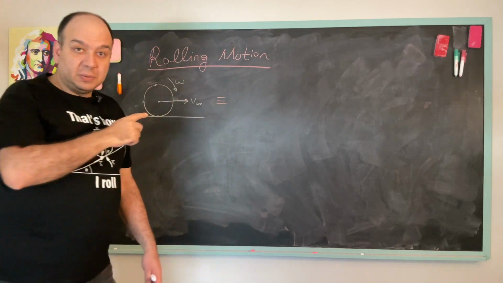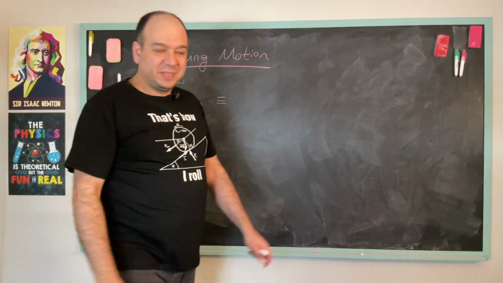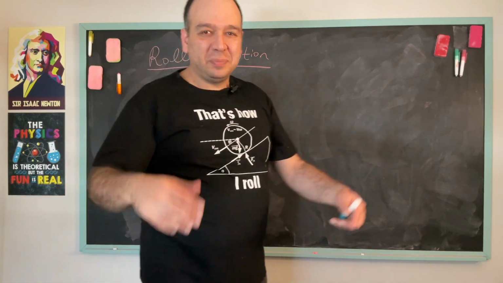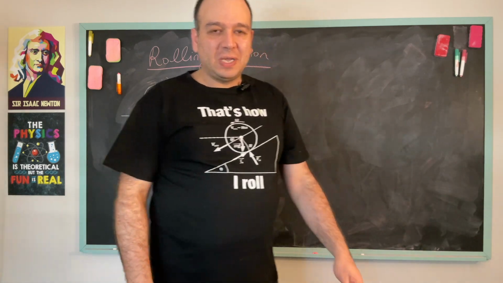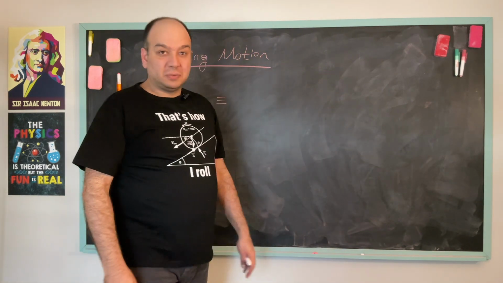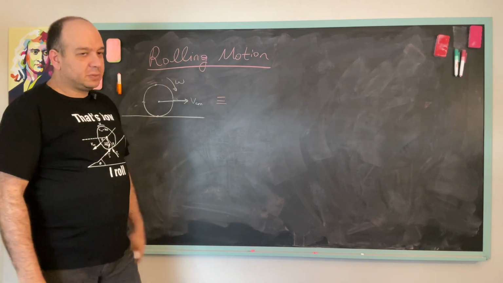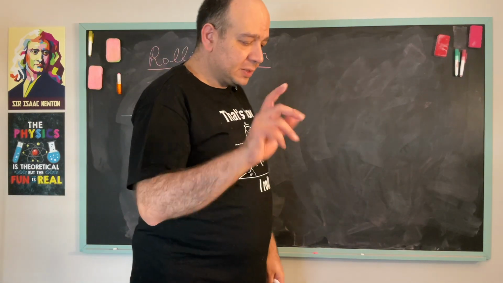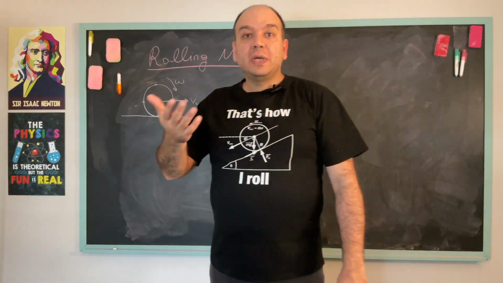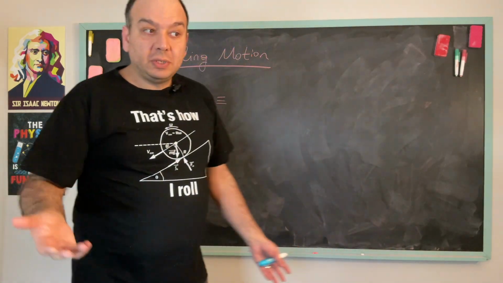In this case, rolling motion, here's the good news. It's the combination of these two. So if you know how to deal with translation and rotation, you will have no problem solving problems in rolling motion. This is good news. Okay, so where do we see rolling motion?